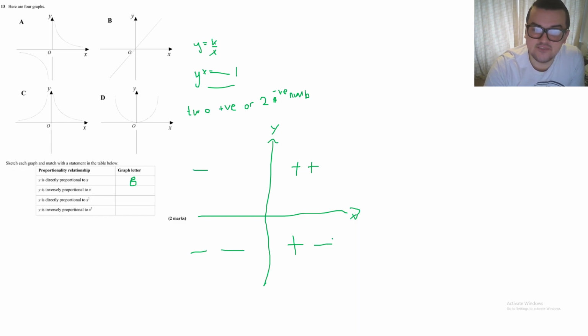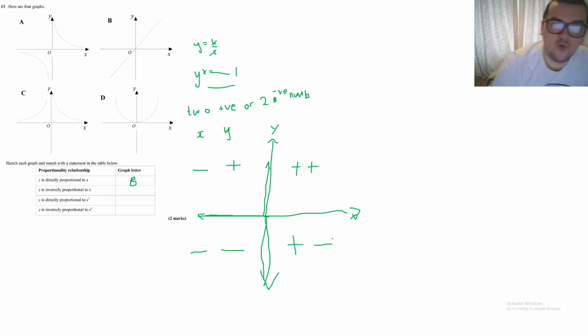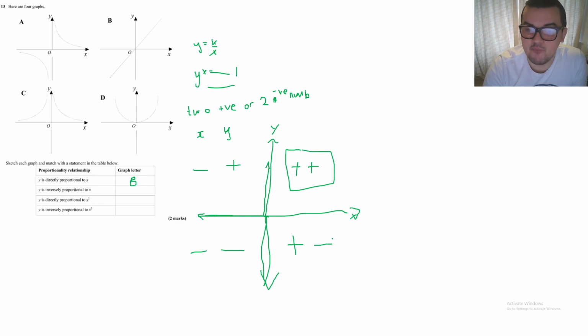This is where there's a negative x and a positive y, because we go along this way in the negative direction. So our x here is negative. And if we go up from here, y becomes positive. So our y is positive. If we go down from here, y is negative. And we're looking for a pair of positives or negatives. We're looking for a graph which has something in this quadrant and this quadrant.